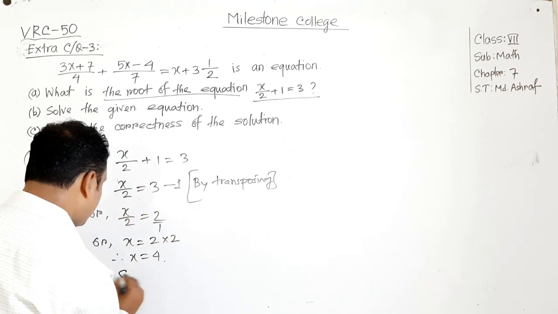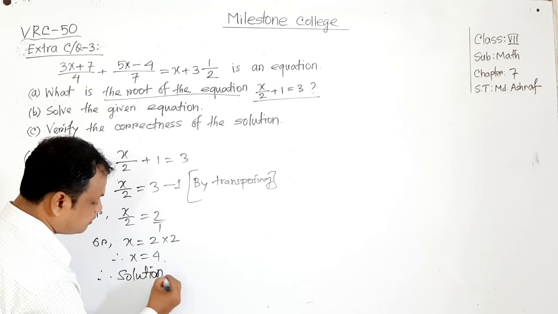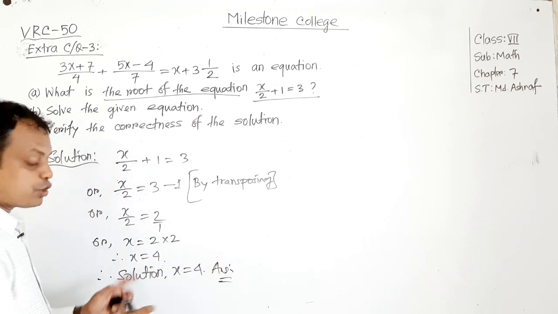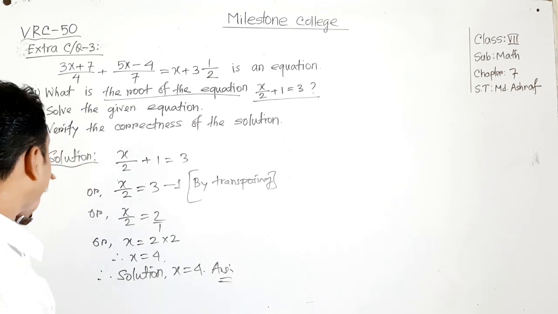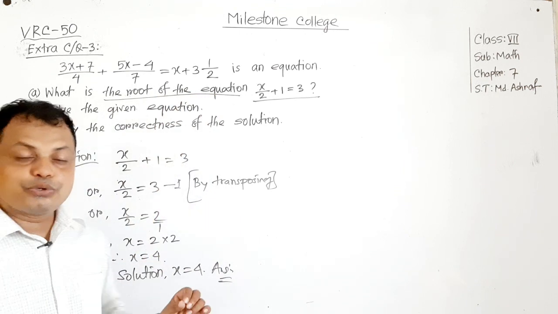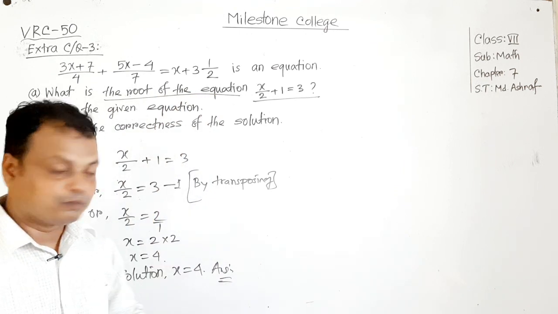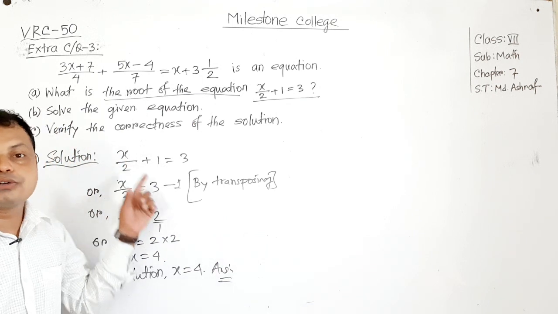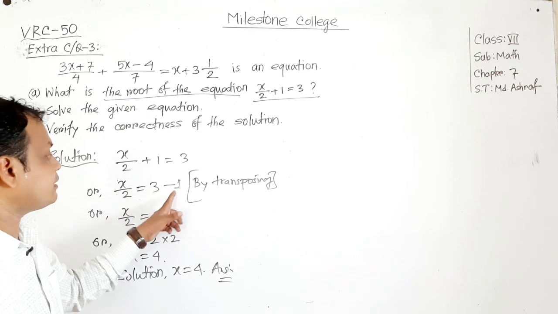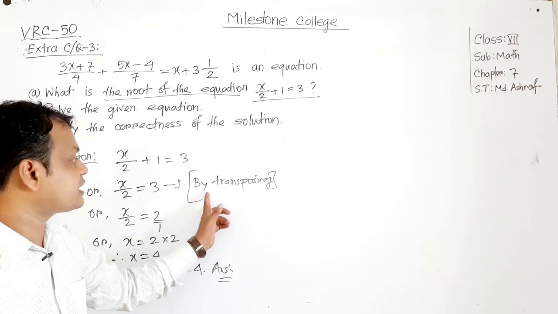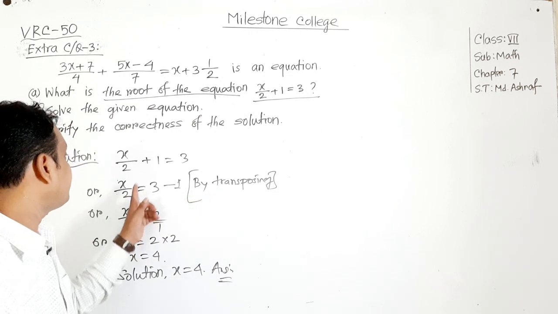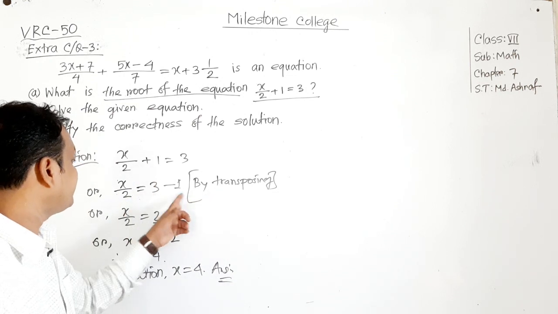So the solution is x equals 4, and it's the answer. So the root of the equation is 4. I want to review it again. This is the given equation, and we have to find the root of the equation. I told you that the root of the equation means the value of the variable. Here the variable is x, so the value that we get for x will be the root of the equation. At first we change its side. This is the law of equation, by transposing, the transposition law. So plus 1 becomes minus 1, and 3 minus 1 will be 2.